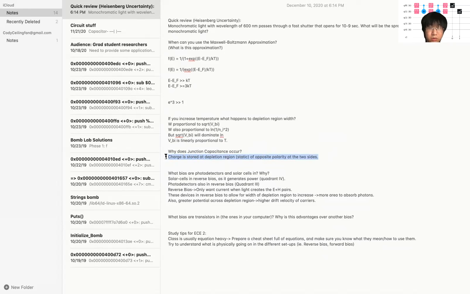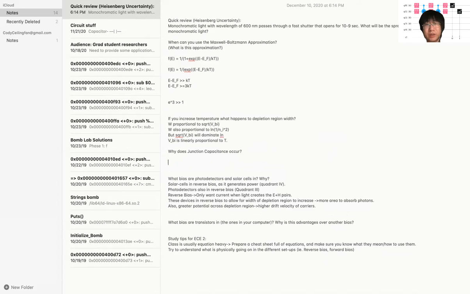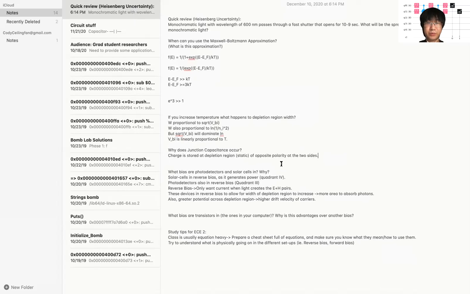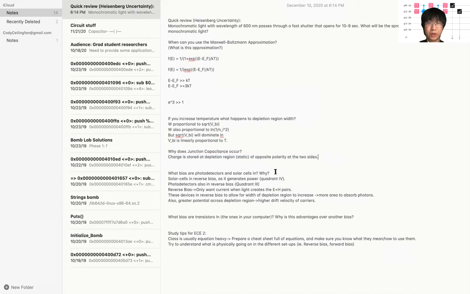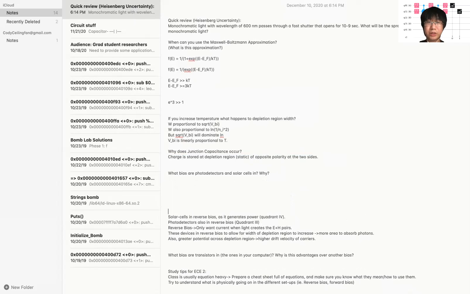Okay, so why does junction capacitance occur? Because there's a separation in charge at the junction. Yeah, that's right. So that's precisely why junction capacitance occurs. And then what bias are photodetectors and solar cells in?